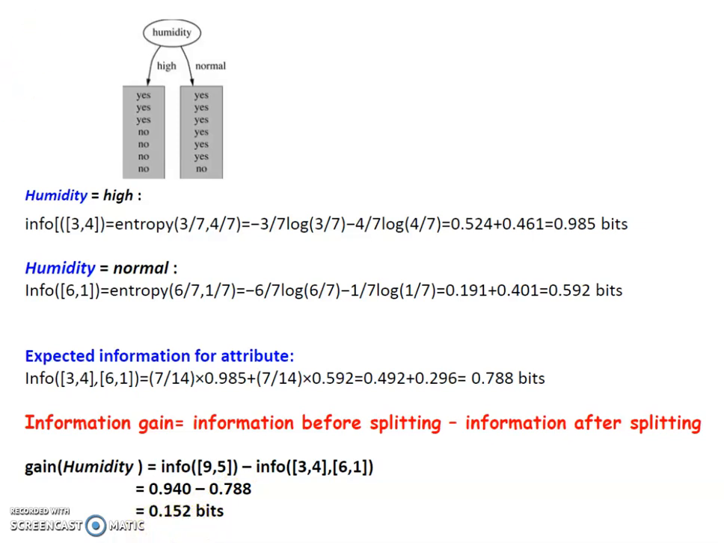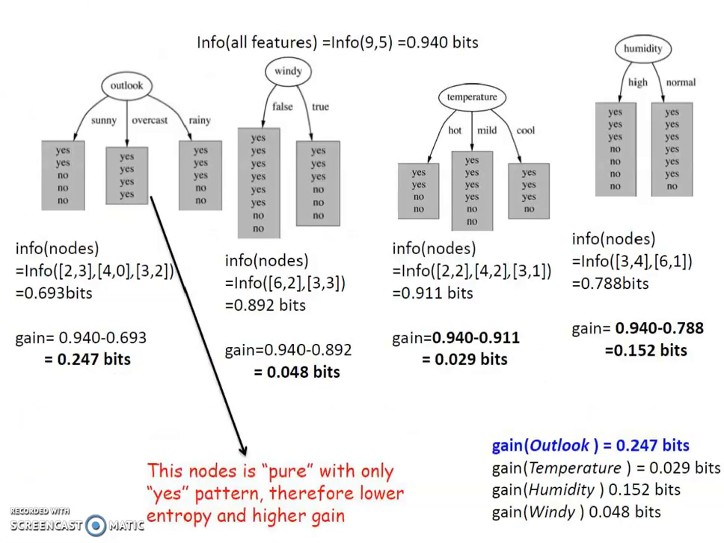We move on to the third variable, which is temperature, and the fourth variable is windy. If we calculate similarly, we get the information gain for temperature as 0.029, and for windy the information gain is 0.048. So we have summarized this.